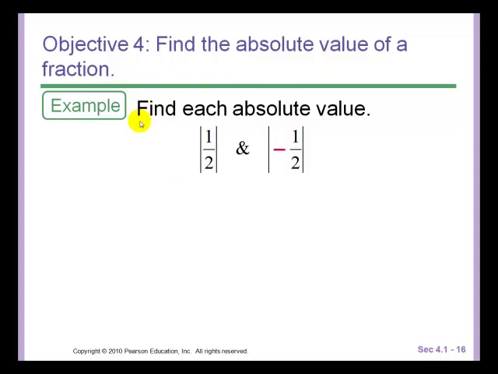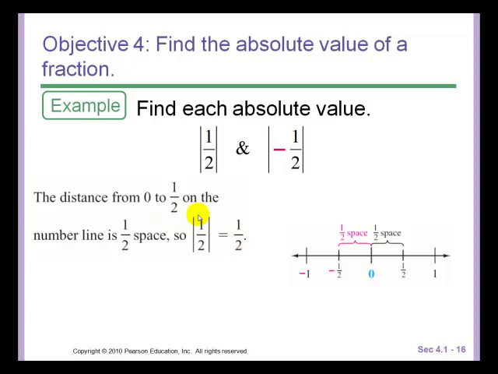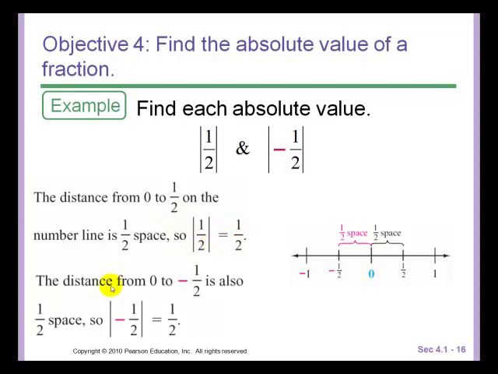Finding absolute values. Example, find each absolute value. We have the absolute value of 1/2 and the absolute value of negative 1/2. Remember, absolute values are just asking you how far away a number is from 0. Here is 0. Positive 1/2 is a half space to the right. Negative 1/2 is a half space to the left. But in both cases, they are only a half a space away from 0. So the absolute value of 1/2 is 1/2, and the absolute value of negative 1/2 is also 1/2. Remember, absolute value doesn't matter whether you're on the left or the right. It's just asking you how far, and they're always going to be positive answers.